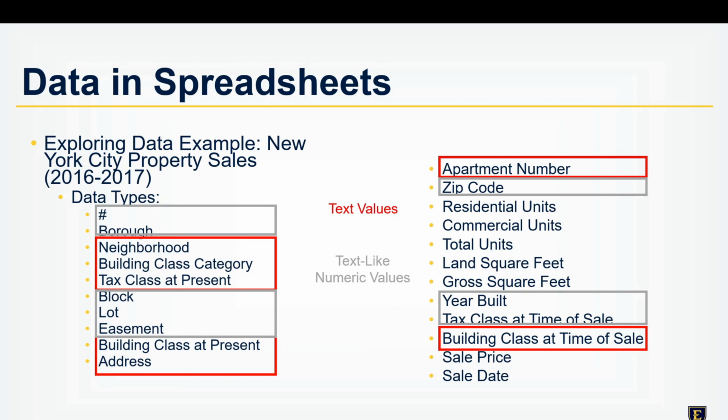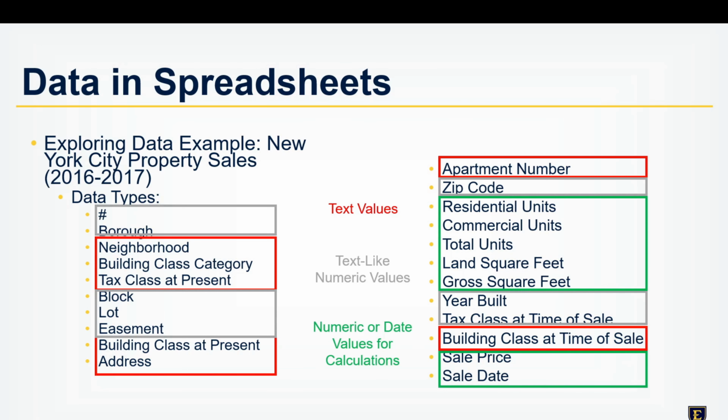The last type that we're going to look at here is numeric or date values, and we can use those for calculations. So residential units, the number of residential units, the number of commercial units, the number of total units, the land square feet, the gross square feet, and then the sale price and the sale date.